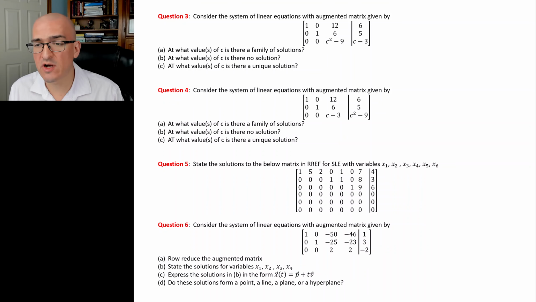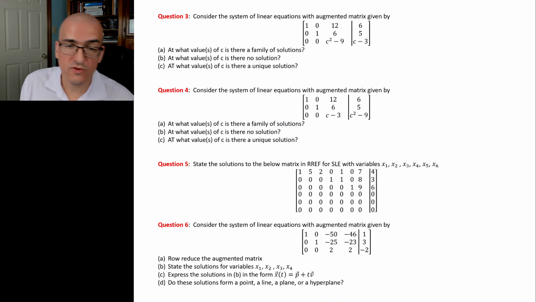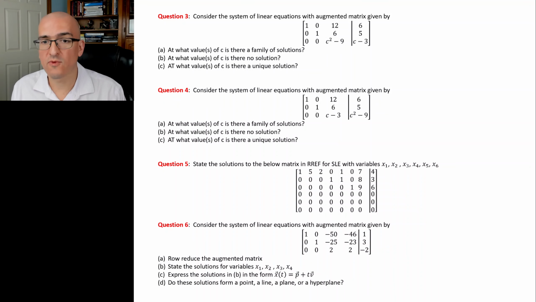And what value of C causes a unique solution? That's going to be everything else. If you can say that a family of solutions happens for this, no solution happens for that, then all the other values of C will be a unique solution. And then think in the similar way for question 4.